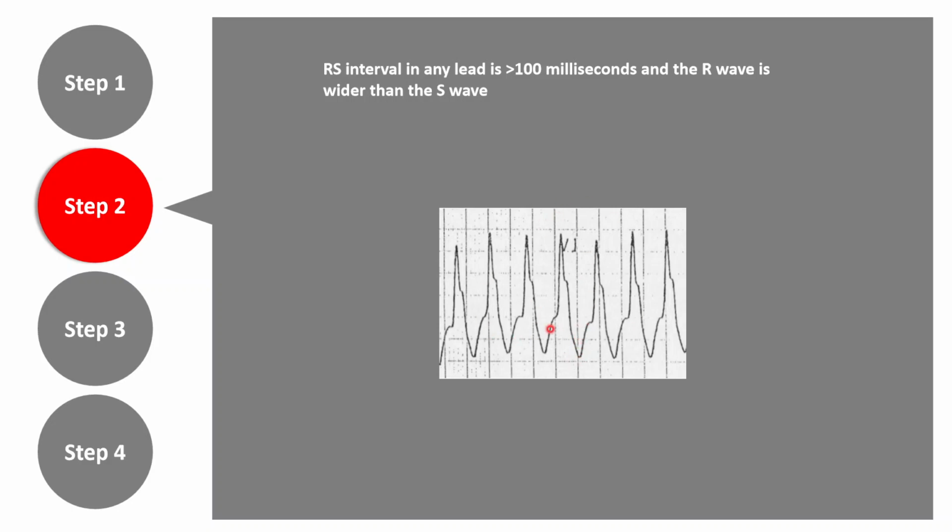Now in this particular example, if we calculate, there are about 5 smaller squares from the beginning of the QRS complex to the nadir of the S wave. This 5 smaller squares is equivalent to 200 milliseconds, which is well above the threshold for this Brugada sign. So this particular person has the Brugada sign present, which means it is highly likely to be a VT.